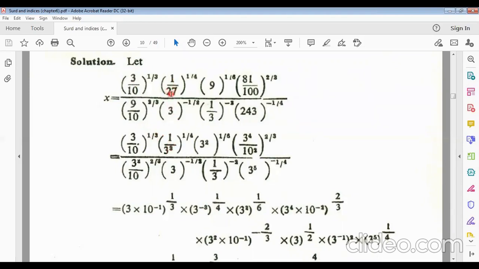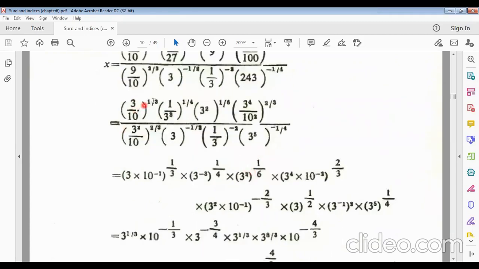So 3 by 10 to the power 1 by 3, and 1 by 27 can be written as 1 by 3 cube, right? 27 means 3 cube. Now 9 means what? 3 square. And 81 means what? 3 to the power 4. Each 9 gives 3 square, so 81 equals 3 to the power 4. And 100 means 10 square. Similarly, this 9 can be written as 3 square, and 10 to the power 2 by 3, and 3 to the power minus half, and 1 by 3 to the power minus 2. 243 can be written as 3 to the power 5. Remember it. 5 times of 3 makes 243. Okay, 3 to the power 5.